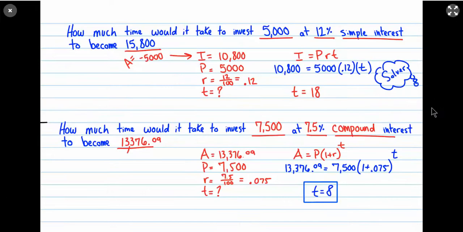13,376. Okay, so this is the exact reason why we want to use solver instead of just the home screen, because I'm not always going to ask you to solve for I or A. I could ask you to solve for T like I did in these examples. Okay, I want to do just one more set of examples, and then that's it. Hopefully this covers all the different types of scenarios that you guys might come across.